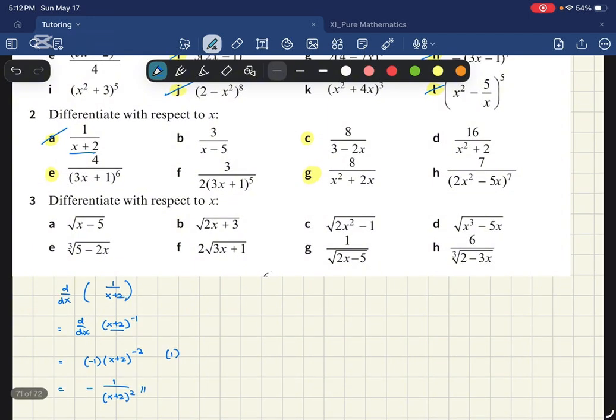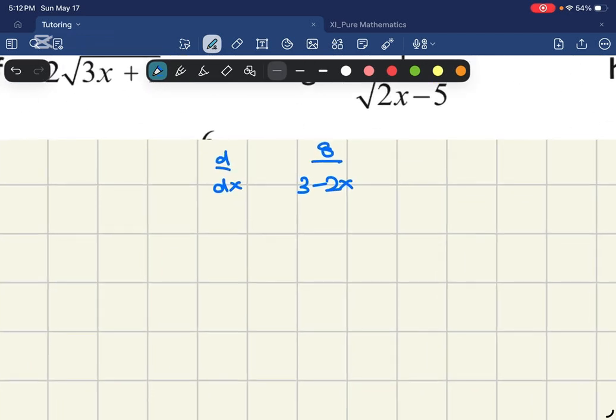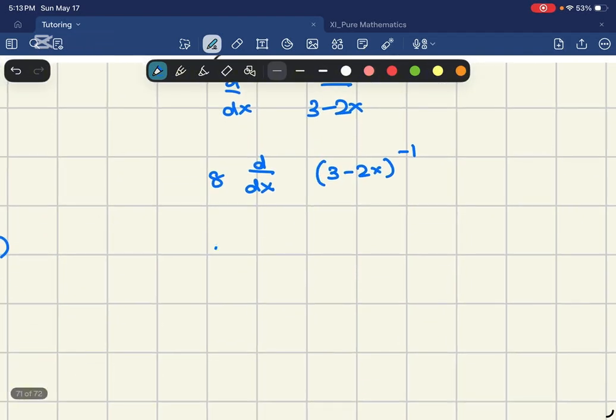All right, so you have d by dx of 8 over 3 minus 2x, right? You can factor this 8 out. And you have d by dx of 1 over 3 minus 2x, which I can write as 3 minus 2x to the power minus 1. So 8, you bring this minus 1 to the front, you have 3 minus 2x to the power minus 2. But whatever is inside is not x, so you differentiate it again.